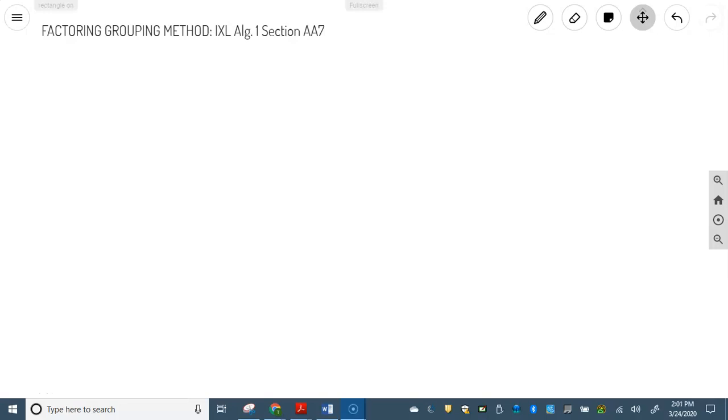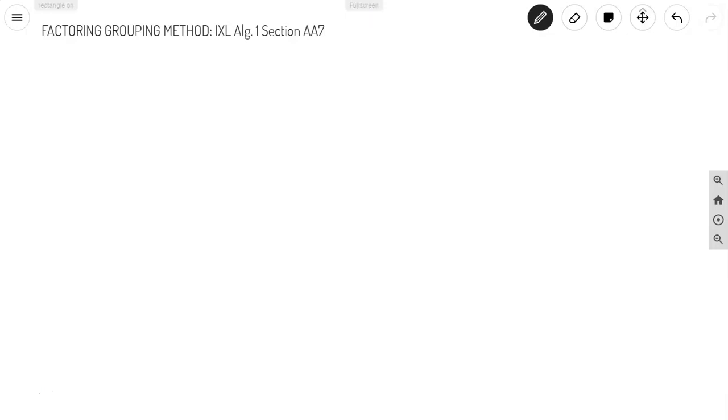This is the last method we're going to be learning or reviewing, the grouping method. The grouping method is effective when you have 4 terms in a polynomial and how you can factor them through grouping. Now again, this IXL section is Algebra 1 section AA7, and I'm going to show you some examples first. So we're going to do 3 examples on this one.